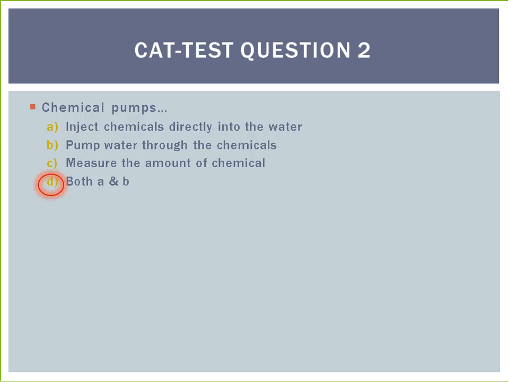Answer D is the best answer here because both answers A and B are correct. Chemical pumps inject chemicals directly into the water and pump water through the chemicals. Chemical pumps use varying methods of providing different amounts of chemicals, but should always be set based on readings received from water tests.